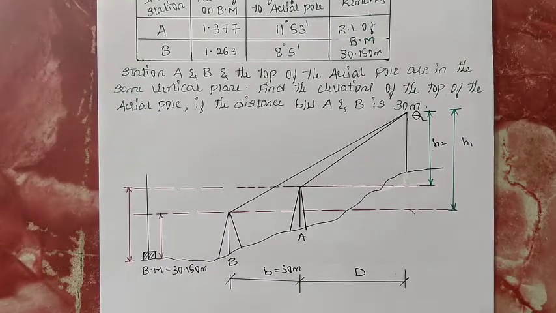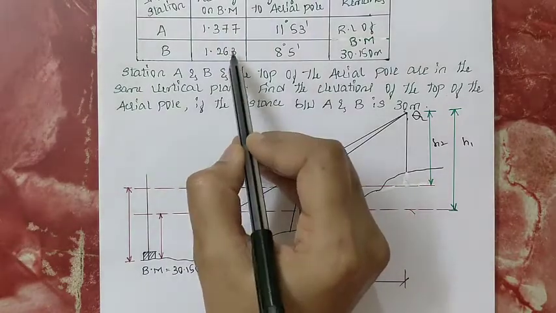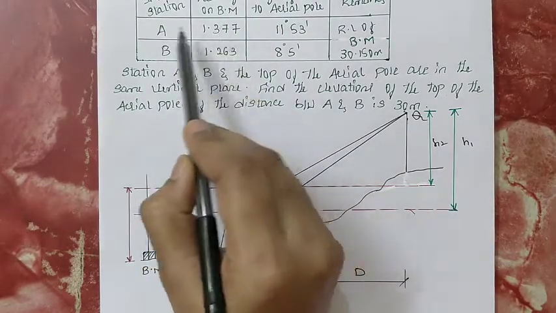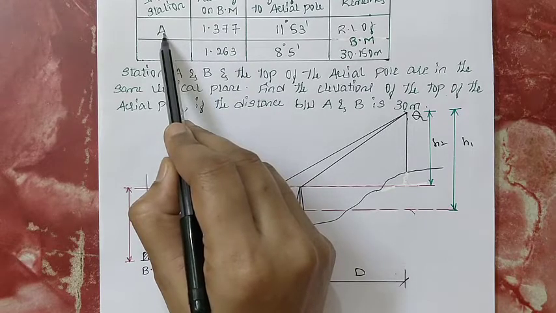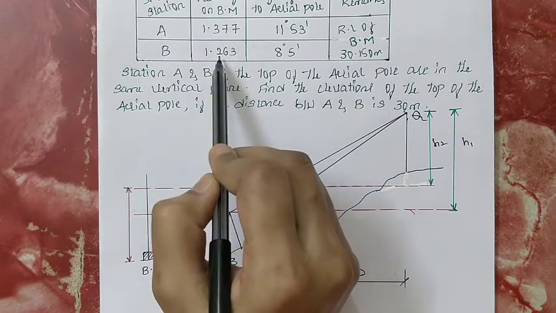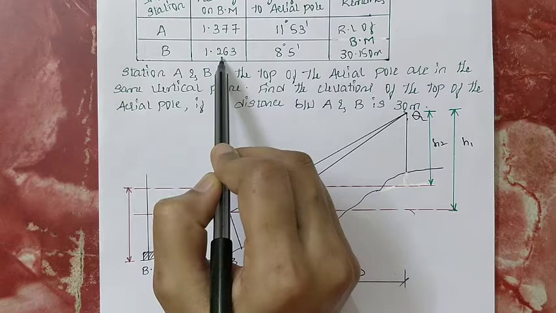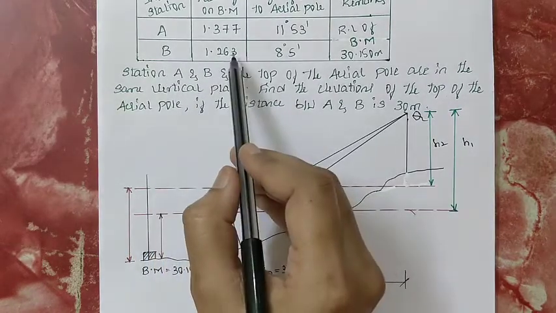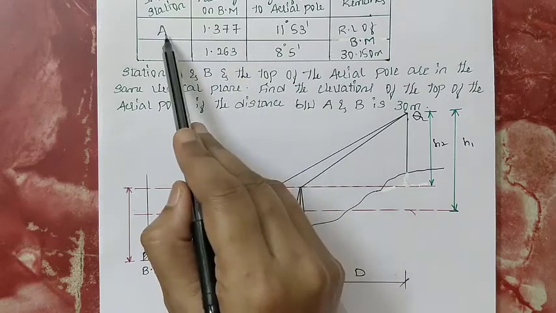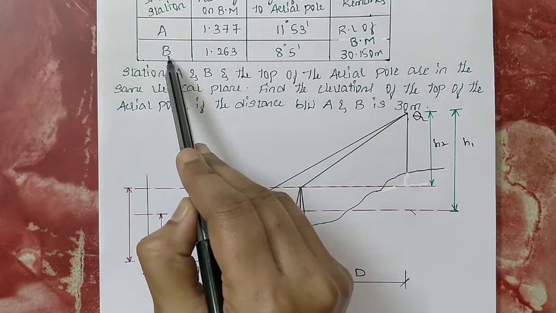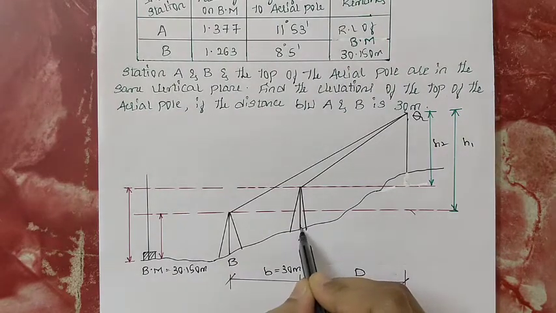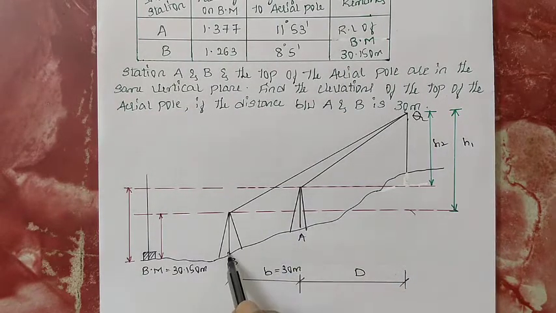This is the figure you can observe here. Observe the staff reading on the benchmark. The staff reading on the benchmark when the instrument station is at A is higher compared to the staff reading on the benchmark when the instrument station is at B. It's understood that instrument station A is higher than instrument station B. You can observe here, station A is higher than B.